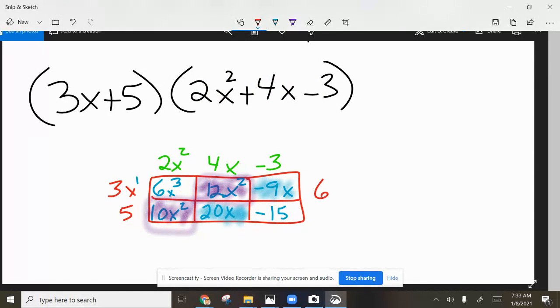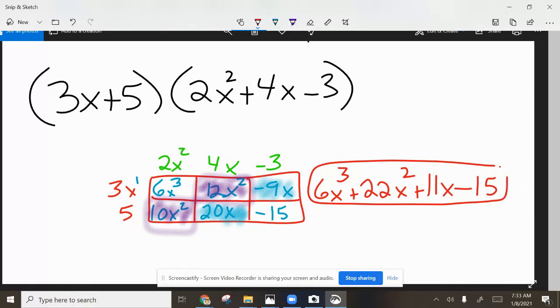So write out your answer. I'm going to have 6x to the third, plus, what is that, 22x squared, still positives, plus 11x, because we're subtracting, minus 15. Okay. Let's check my work. Yeah, we're good to go.